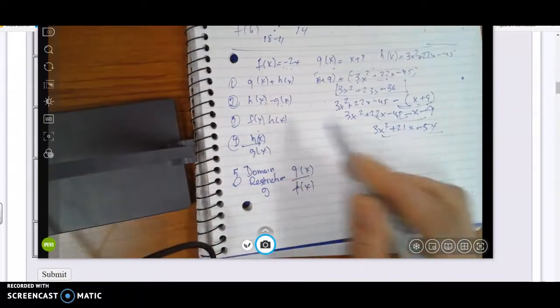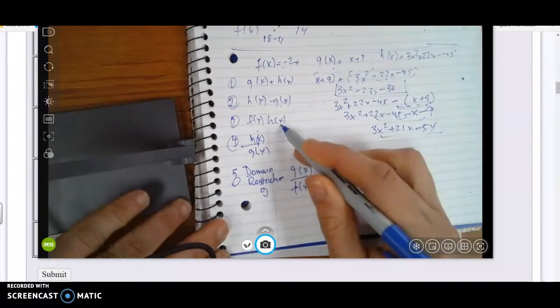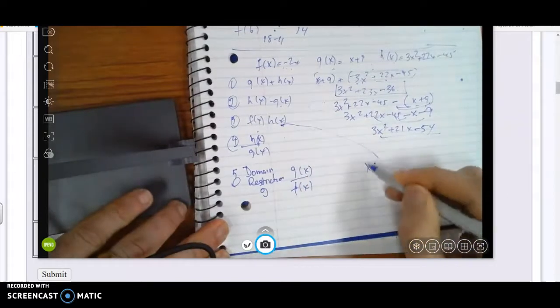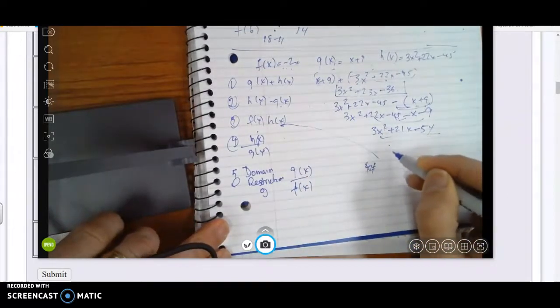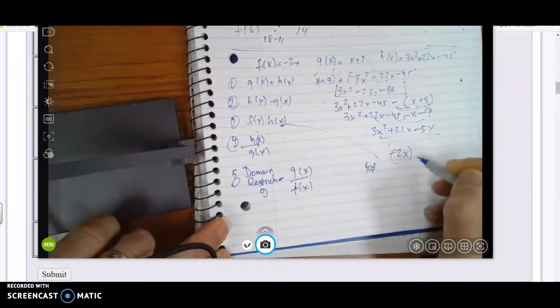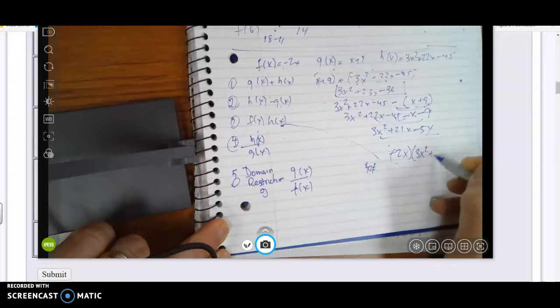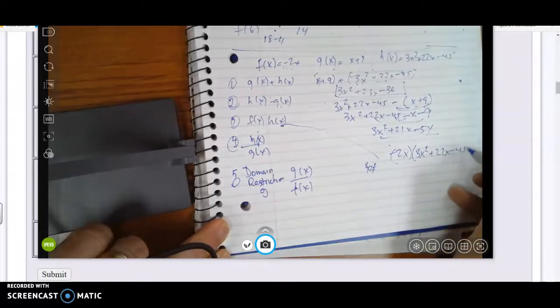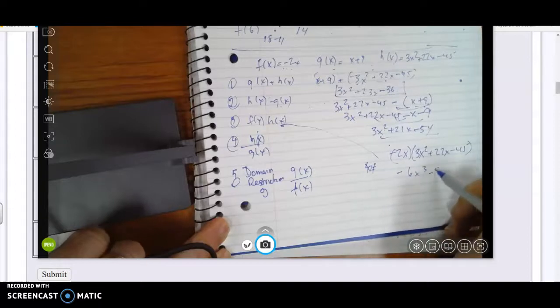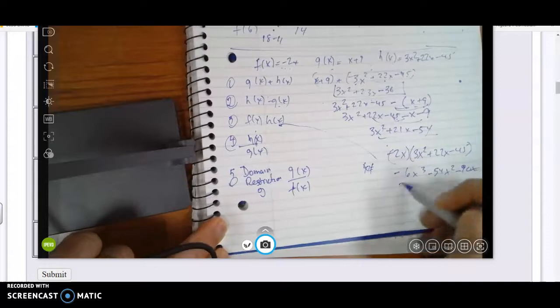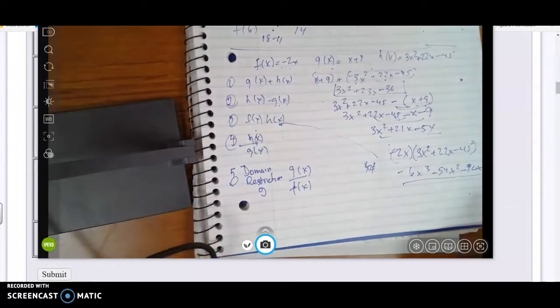And then f of x times h of x. Well, f of x is going to be negative 2x, and h of x is this big messy function over here. So we're going to multiply that out, and we'll get negative 6x to the third minus 54x squared minus 90x. And that'll be f of x times h of x.